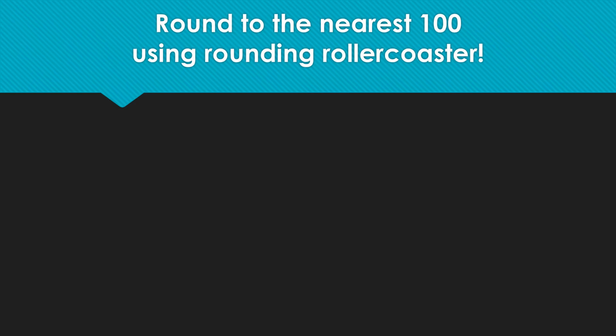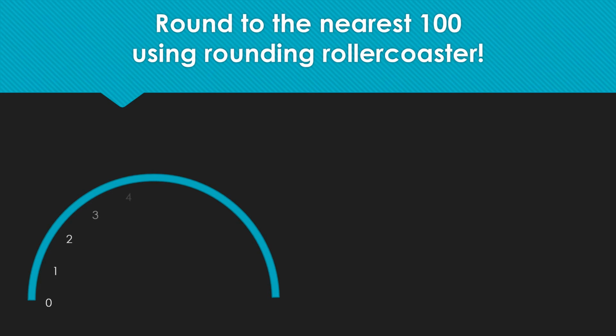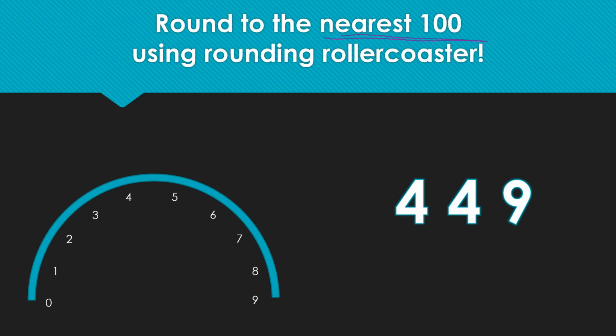Let's round to the nearest 100 again using our rounding roller coaster. So we have our roller coaster track, and this time we're going to round 449. Since we're rounding to the nearest 100, our 4 is in our hundreds digit, and we have to look at the second 4 to decide what happens to our number. So let's put our roller coaster on its track. It's going to go on the 4.